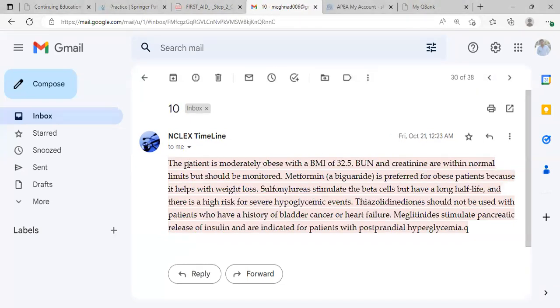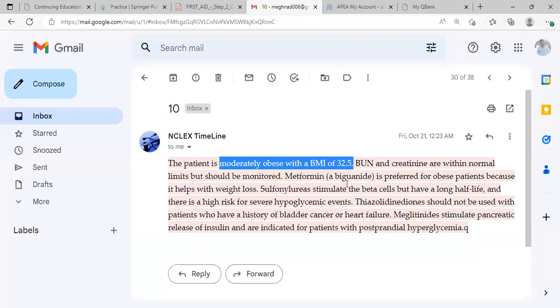Let me tell something more from here. A patient is moderately obese with BMI 32.5. So my patient is obese, and BMI is more than normal, at 32.5. Blood urea nitrogen and creatinine are within normal limits but should be monitored.